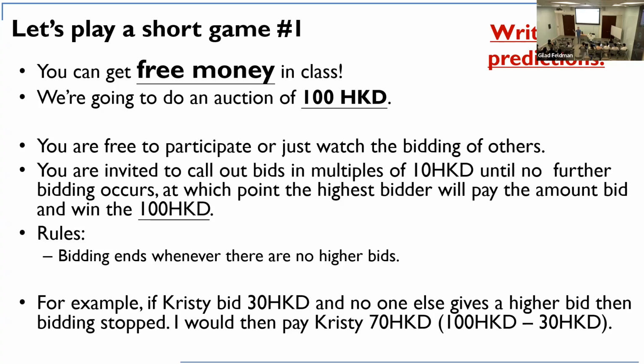Let's start the bidding. Who gives me 10 Hong Kong dollars? 10 Hong Kong dollars here. Thank you very much. Any higher bids? More than 10, 20 Hong Kong dollars? 90 Hong Kong dollars here. 90 Hong Kong dollars for my 100 Hong Kong dollars. Who gives me 100 Hong Kong dollars? 100 Hong Kong dollars for my 100 Hong Kong dollars. Thank you very much. Who gives me 110?